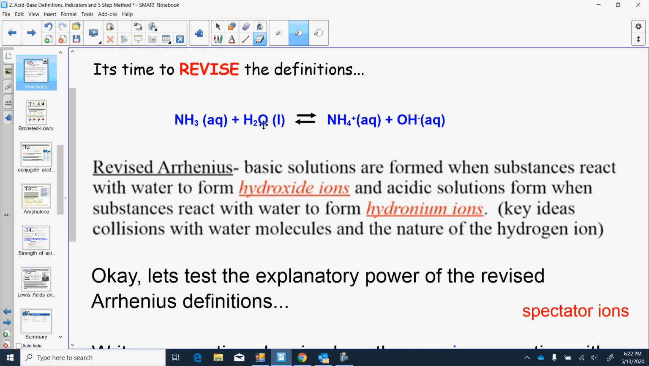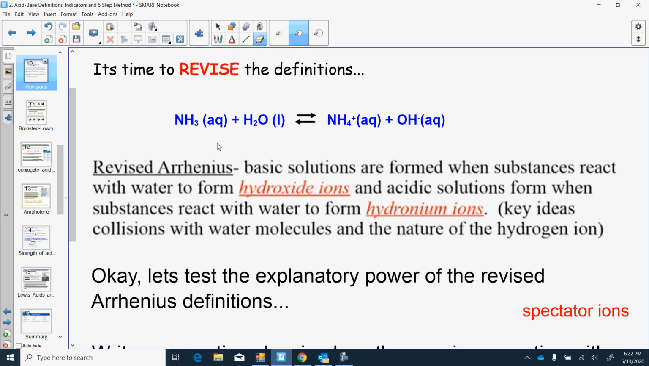But when we mix it with water, the fact that it will actually take one of those H's away from water and create OH's as a product, we can now classify it as a base. So here's his revised definitions. Basic solutions are formed when substances react with water to form hydroxide ions. So as long as they make hydroxide ions, they might not start out with hydroxide ions, but as long as they can make them when they ionize, they're going to be a base.